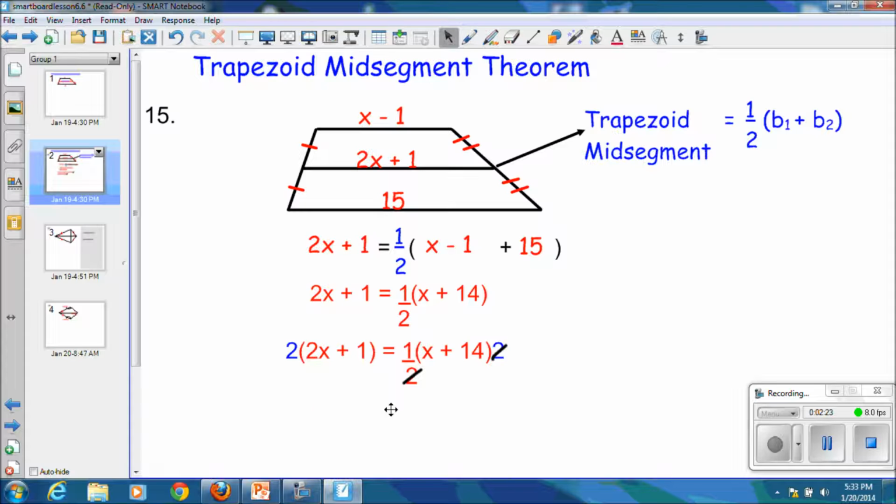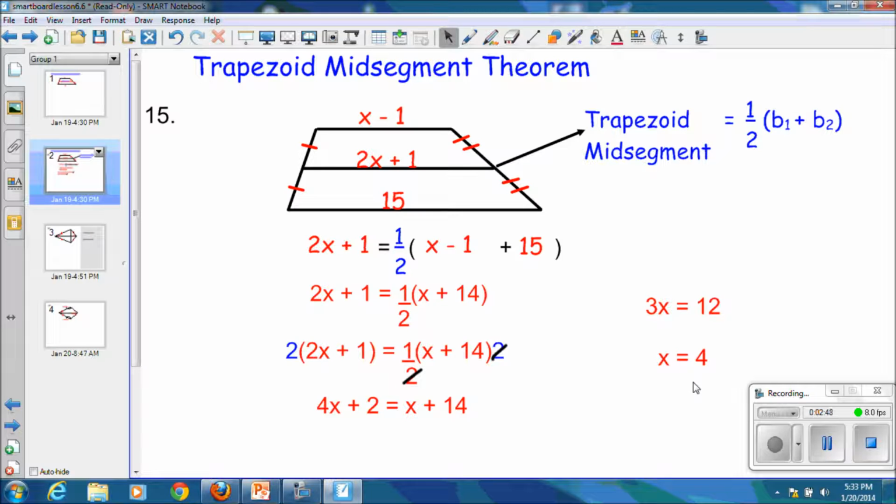And now I need to distribute. So 2 times 2x is 4x, 2 times 1 is 2. I have crossed out this 2 and this 1/2, and I'm just left with the x plus 14. And then moving over here, just doing again some basic algebra, I have subtracted x to get 3x, I have subtracted 2 to get 12, and then just divide both sides by 3, my x equals 4.